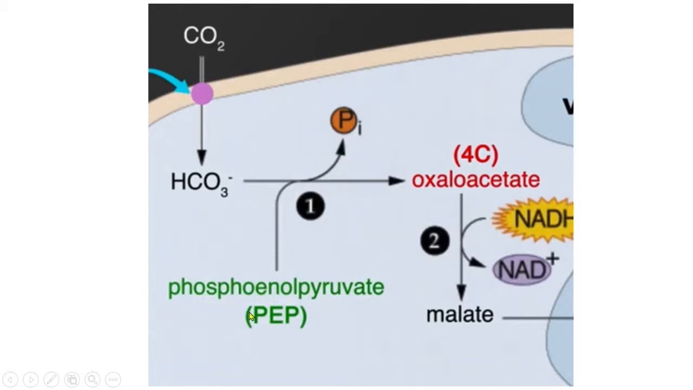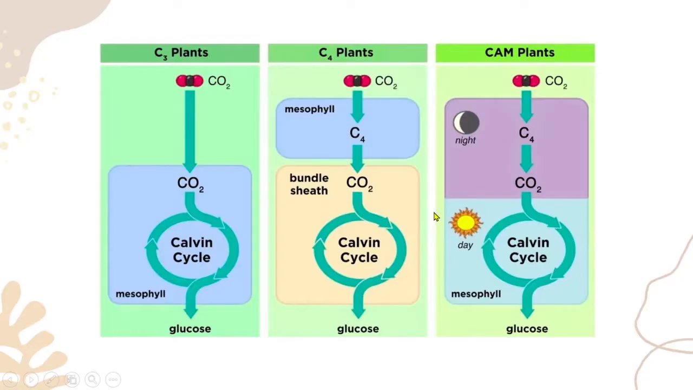Phosphoenol pyruvate, which is a 3 carbon molecule, will now react with carbon dioxide, and it will produce a 4 carbon molecule. It's still the same, it is oxaloacetate as well. So that is how the CAM will be doing it. But of course, the difference is the CAM plants fix the carbon dioxide in the 4 carbon molecule at nighttime, and then release carbon dioxide at daytime.